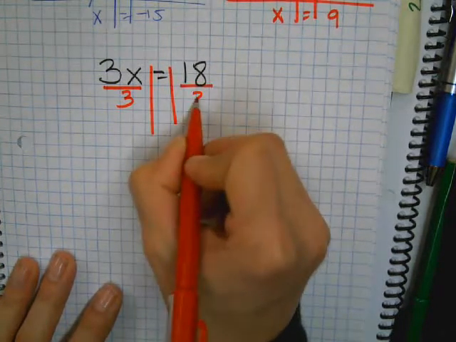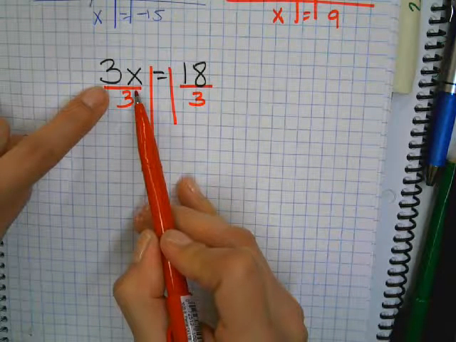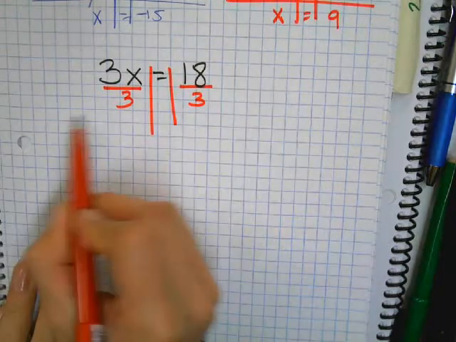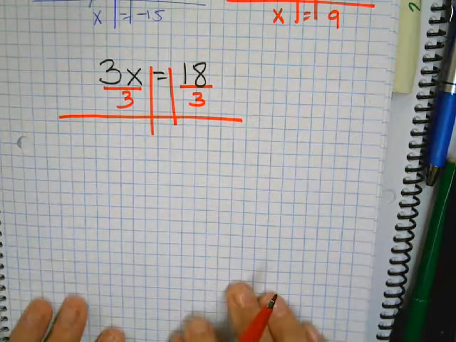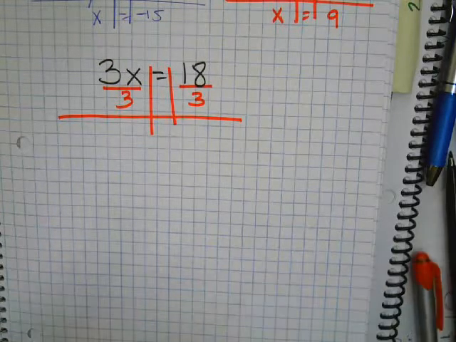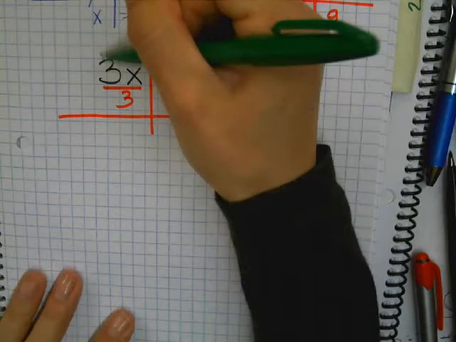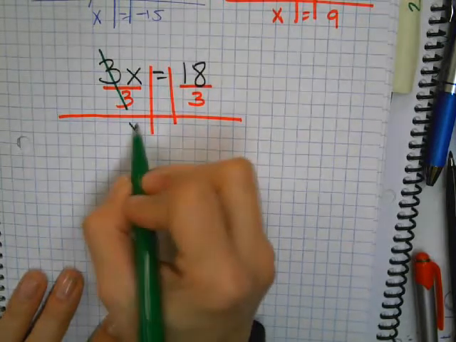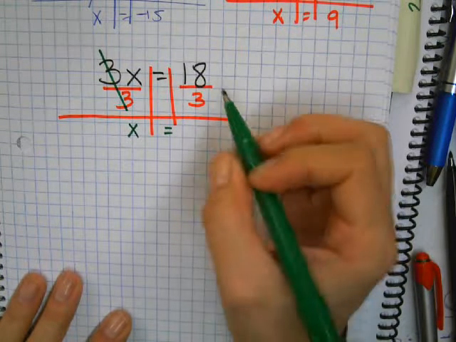I'm going to divide by 3 on this side. So I'm going to divide by 3. I'm going to divide by 3. Then we draw a really long line. What happens to these 3? They cancel out. It becomes 1, right? So it cancels out. Good. So then you have x equals 6.